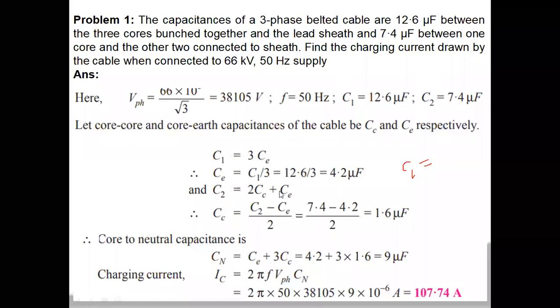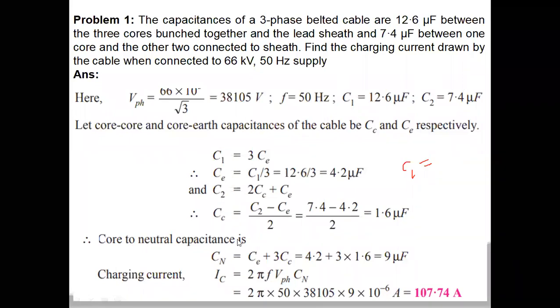C2 is equal to 2CC plus CE. Here, the C2 value is given, which is 7.4 microfarad, and the CE value we calculated is 4.2 microfarad. Then you will get the value of CC. CC is equal to (C2 minus CE) by 2. That value is 1.6 microfarad. So now you have the value of CE as well as CC.